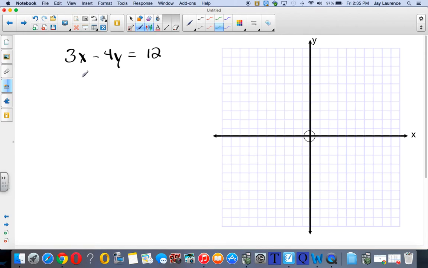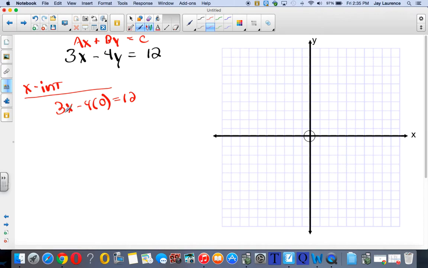All right. I've got this equation. First of all, is it in standard form? Ax plus By equals C. All right, so it is. Okay, so I'm going to go find the x-intercept first. The x-intercept, that's where I plug 0 in for y. I go 3x minus 4 times 0 equals 12. So 3x, this turns to 0, is going to equal 12. I'll divide by 3, and x is going to equal 4. So the x-intercept is happening at the point (4, 0).